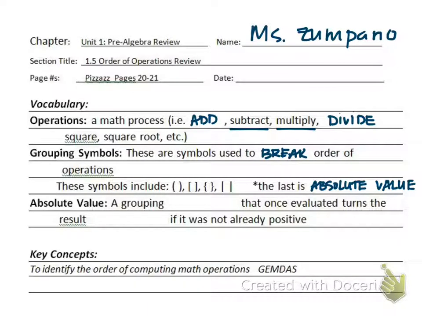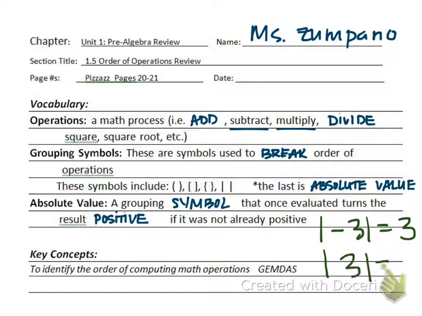Absolute value is a vocabulary word. It is a grouping symbol that, once evaluated, turns the result positive if it's not already positive. It does not take the opposite. So for example, if I have the absolute value of -3, it does give me a result of +3. But if I take the absolute value of +3, it keeps as a +3.